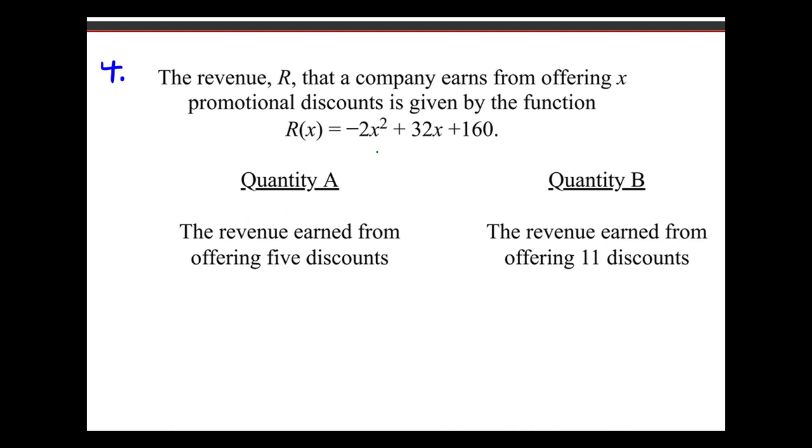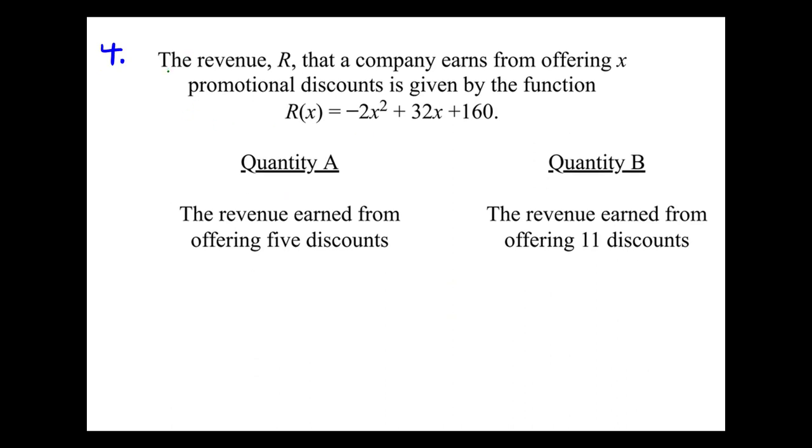Let's go to the fourth question. It says that the revenue R that the company earns from offering x percent discounts is given by the function R(x). Quantity A is the revenue earned from offering 5 discounts, B is from 11 discounts. To solve these questions, we put discounts as our x. R is a function of the discount.